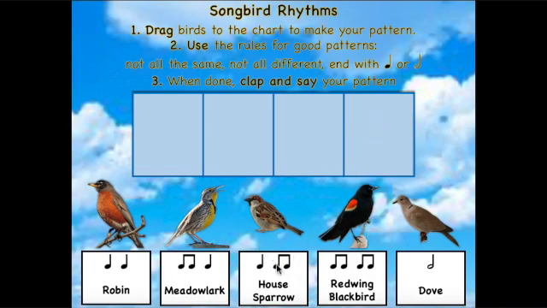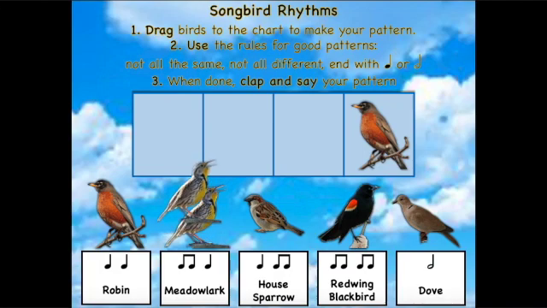Well, they end with 2 fast sounds, house sparrow and red-winged blackbird. So those don't make a very good rhythmic cadence, so we don't want to use the sparrow or the blackbird at the end of our pattern. So how about I use, let's say, robin. We'll drag robin up there. Okay, robin we know works at the end. What should I put in the rest?